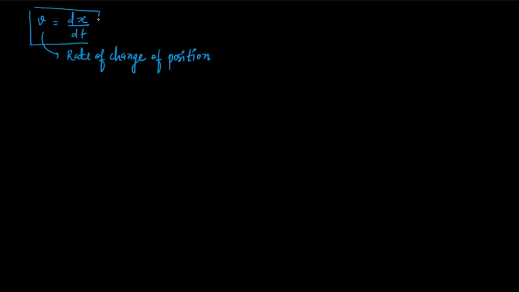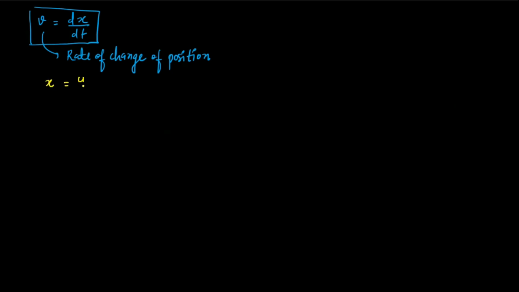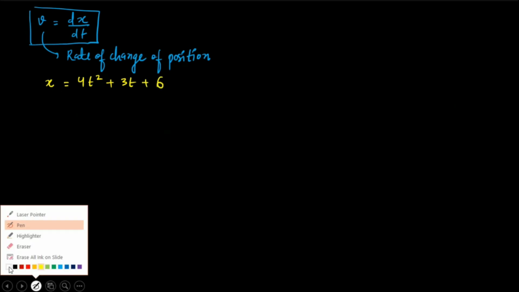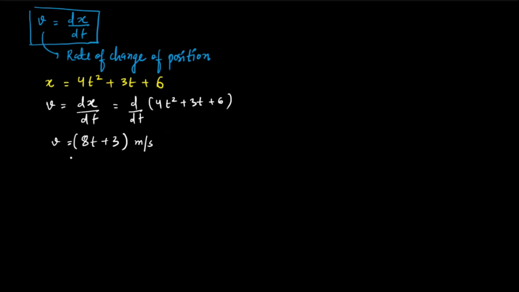So let me assume one thing. Let me assume that the position of a particle is 4t square plus 3t plus 6. Now I want to find the velocity equation. So velocity must be dx by dt. It means you just have to differentiate it with respect to time. So tell me the differentiation part. You know it. v equals 8t plus 3. Yeah, correct. So you have basically applied a rule, and that is the most simple and important rule from the derivative point of view. So this is what velocity is.